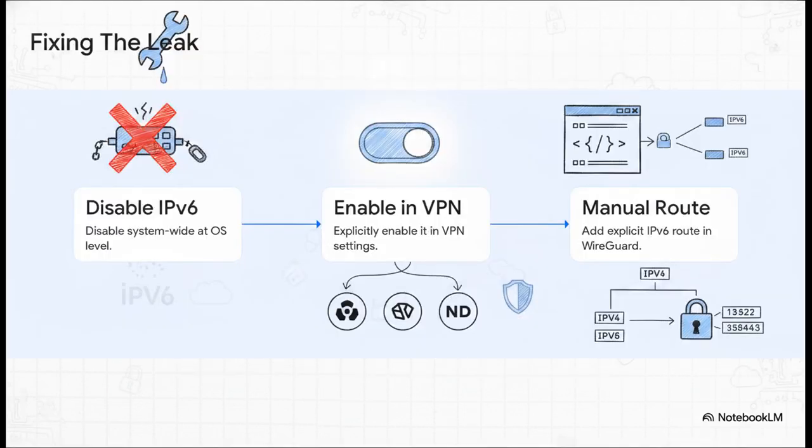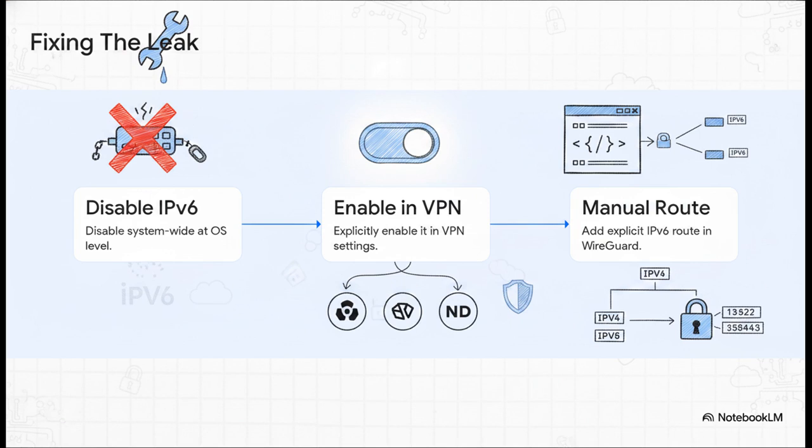If you do find a leak, you can fix it by taking one of 3 approaches. Step 1 is the absolute simplest. Just disable IPv6 system-wide on your operating system's network adapter. If you turn it off at the OS level, that eliminates the leak path entirely, simply because there's no IPv6 traffic left to leak.